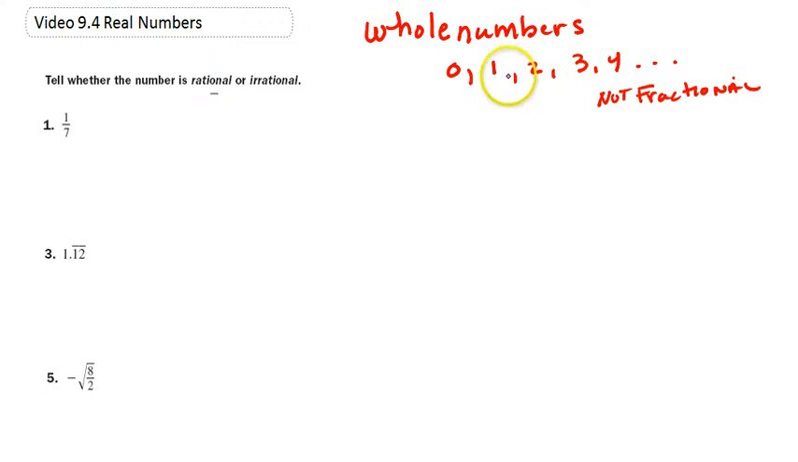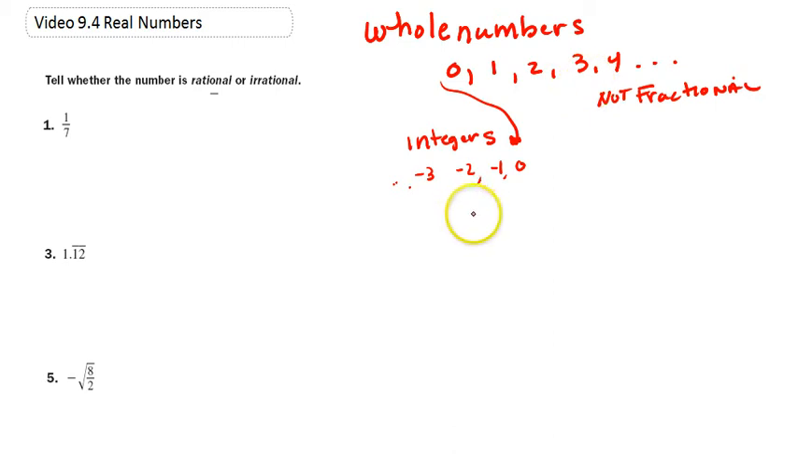Then you learned about the opposites of whole numbers, or what we call integers, which are the whole numbers and their opposites. So they start to include -1, -2, -3, and so on. So integers include whole numbers and their opposites.